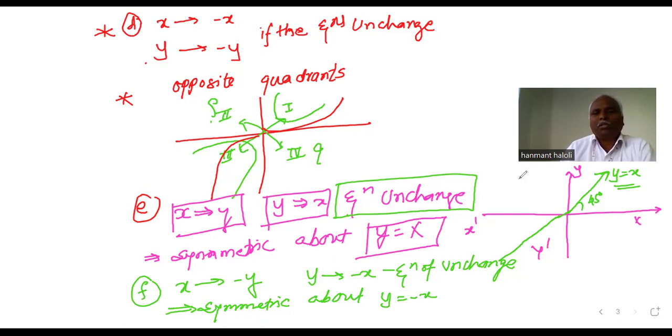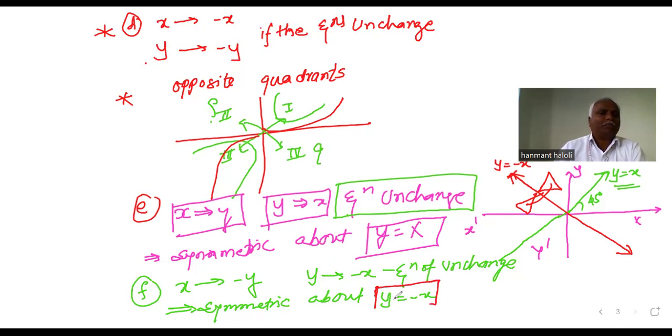Suppose the line is there in the second quadrant and fourth quadrant, passing through. This is called the y equal to minus x line. Symmetric about this line. Symmetry means suppose a curve or this triangle is here, then you get the same triangle on the other side, symmetric on both sides. That is called symmetry about the y equal to minus x line.